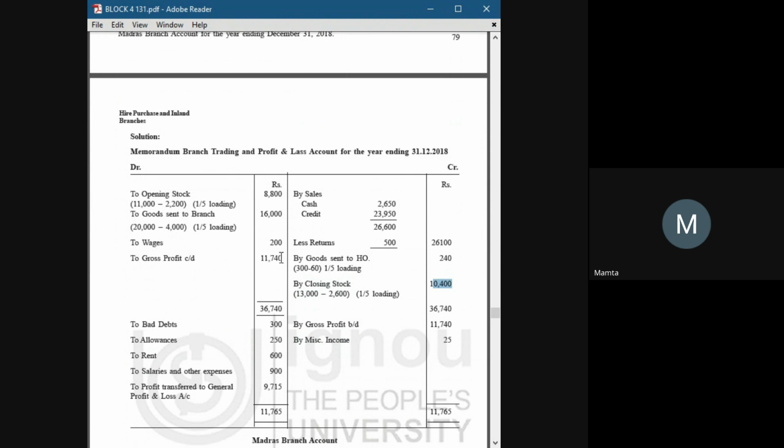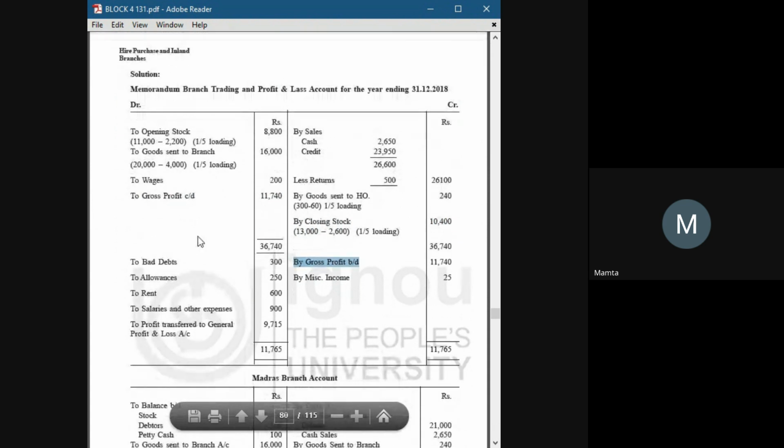For the balancing, you need to put this amount under the name of gross profit carried down, and this will be sent directly to the profit and loss account. After this line, we have the profit and loss account. Above this data, we have the trading account, and below this line, we have the P&L account.